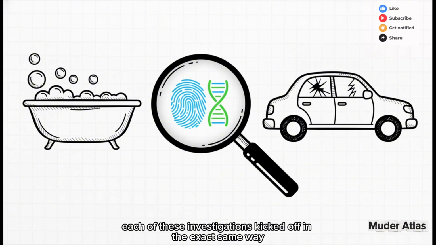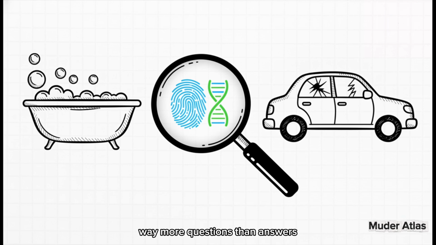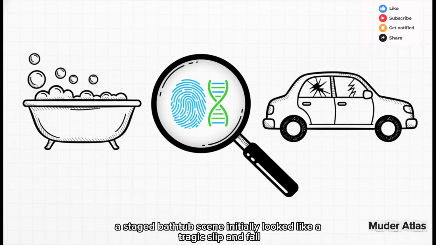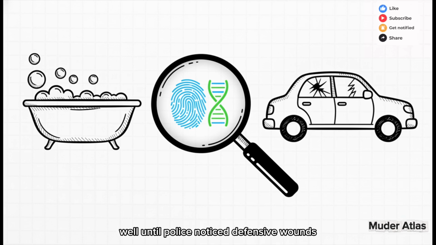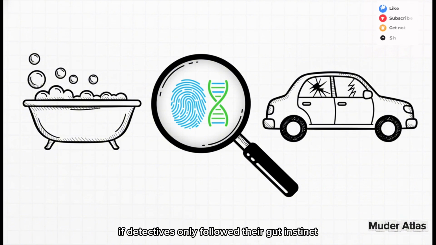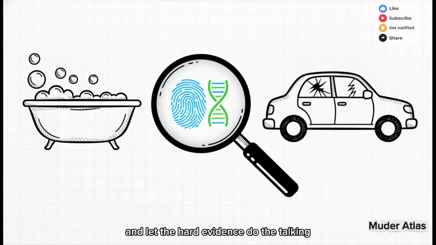Each of these investigations kicked off in the exact same way, with a highly confusing, chaotic crime scene that basically yielded way more questions than answers. When detectives first roll up to that yellow tape, they are trained to completely ignore their initial assumptions because appearances can be incredibly deceiving. In Jessica's case, a staged bathtub scene initially looked like a tragic slip and fall, well, until police noticed defensive wounds. In Janai's case, it looked like a random robbery. If detectives only followed their gut instinct, these cases would literally freeze on day one. They have to set aside the apparent narrative and let the hard evidence do the talking.